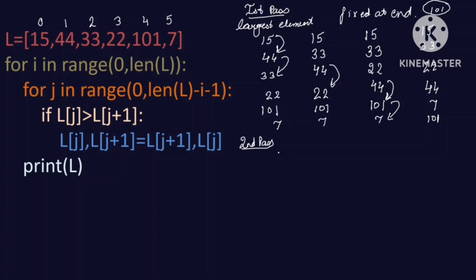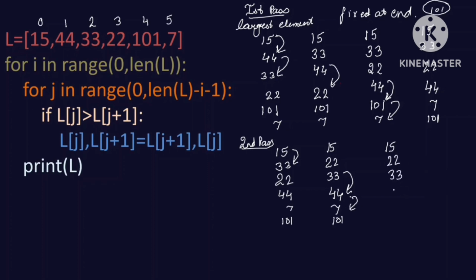Now let us see the second pass result. Whatever the output of the first pass is will be the input of the second pass. So 15, 33, 22, 44, 7, 101. Then these elements will be compared. Here 33 is greater than 22, so it changes its position. Then 33 greater than 44? No, it will remain as it is. But next, 44 will be compared with 7, so it will swap the position.